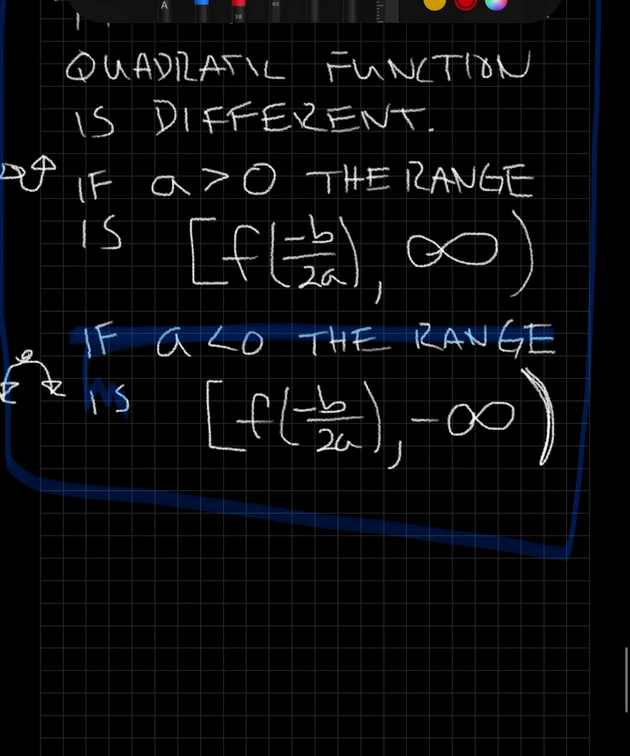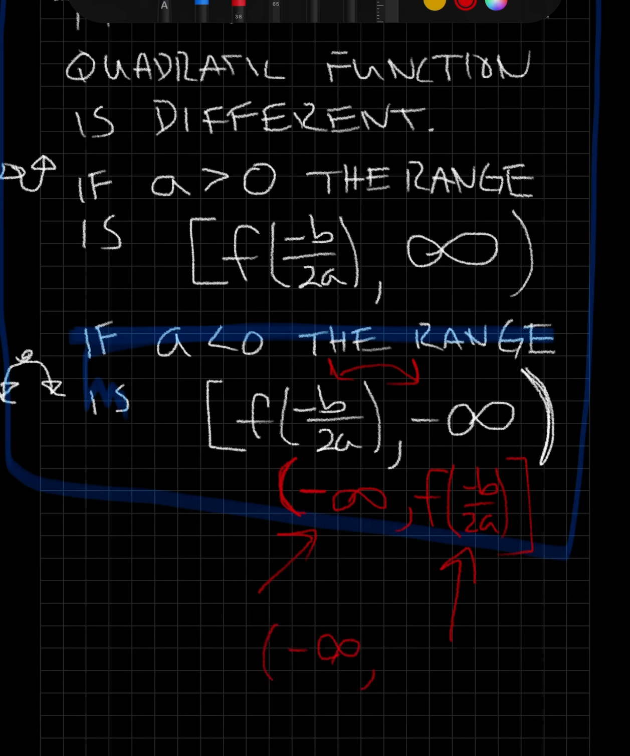What was my mistake and what happened? When you're writing things in interval notation, you go with the smallest value first. You go from smallest to largest. So this should actually be our range. Notice all I'm doing is switching the order of these 2 points. No matter what number this is, negative infinity will be smaller. Negative infinity is the smallest possible thing you could have. So I should write it in this order: negative infinity, f of negative b over 2a. That's how I should write this instead for the range.